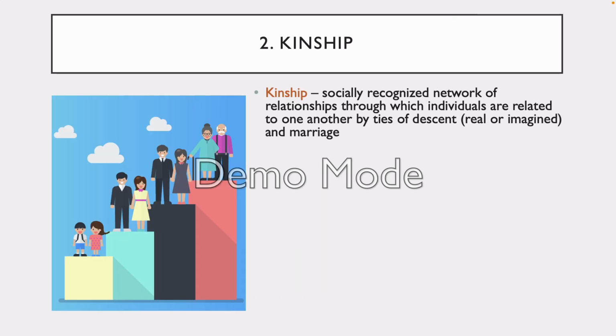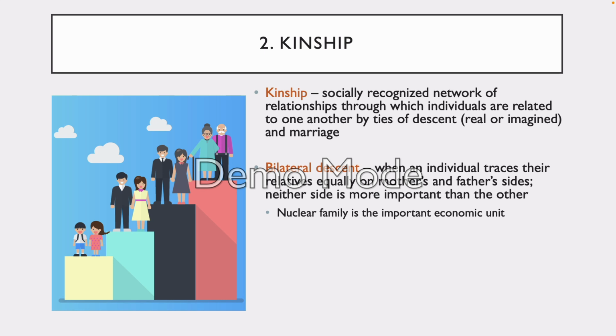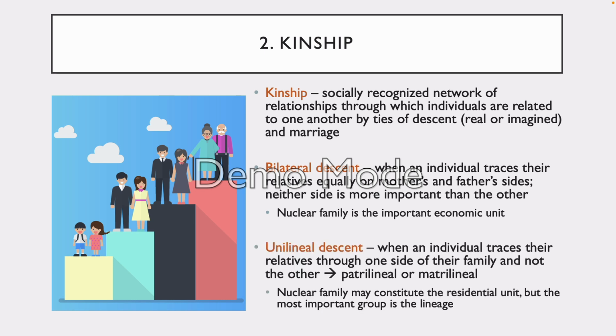When we're talking about kinship, we mean the socially recognized network of relationships through which individuals are related to one another by ties of descent that are either real or imagined, as well as marriage. The way we tend to do things here in the States is what we call bilateral descent, and this means that an individual traces their relatives equally through their mother's and their father's sides, and neither side is necessarily more important than the other. So this is why the nuclear family is the most important economic unit within American society.